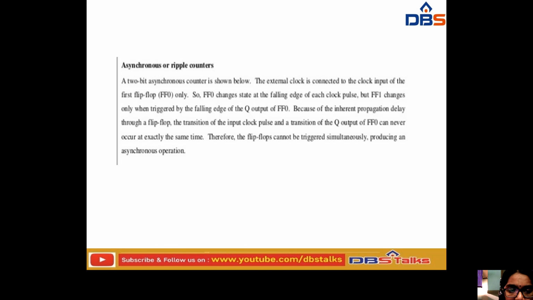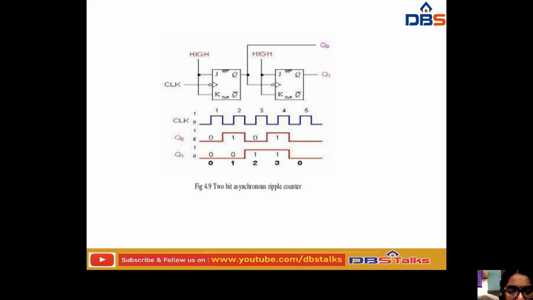Okay, now let us see the asynchronous counter or ripple counter. If you have observed this ripple counter, this is the clock, and this is the JK flip-flop that we have used here. This is the clock that we have attached to the flip-flop. This is the high signal and this is also the high signal. These two are connected in series, so the outputs will become Q0 and Q1.